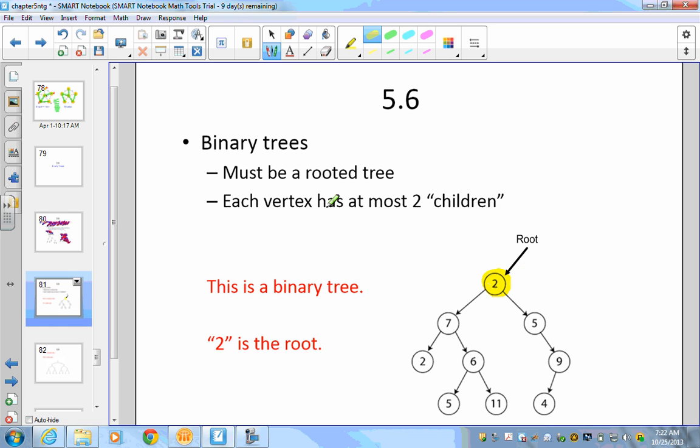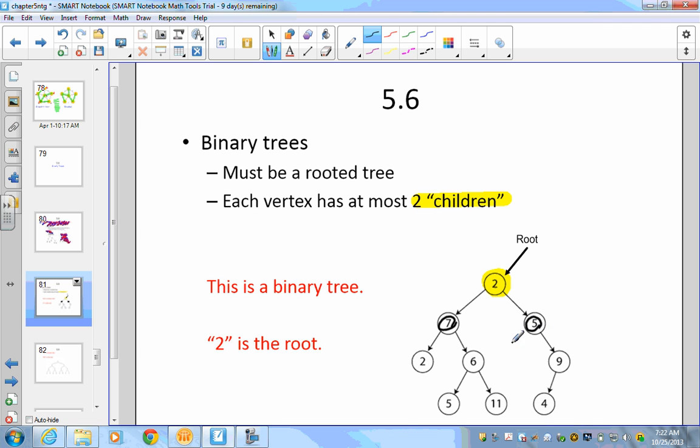Now the next thing is each vertex must have at most two children. Of course, we're using a family tree type mentality here. Think of the root as a grandfather or maybe a great grandfather. You have vertex 7, vertex 5. These two are its children. And since we're dealing with two children, we know we potentially have a binary tree.